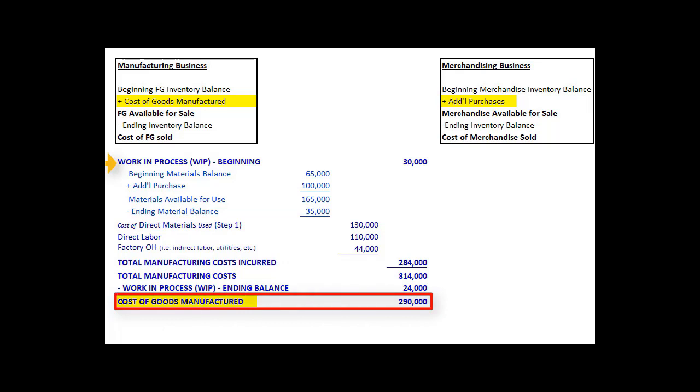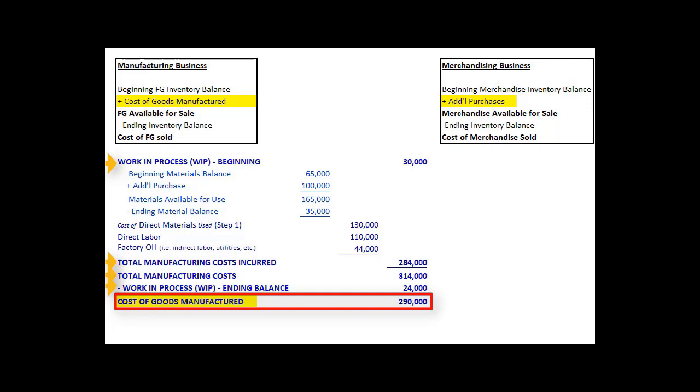And to get the cost of goods manufactured, we start with the work in process beginning balance, WIP. Add to it the total manufacturing costs incurred, then we have the total manufacturing costs. Subtract from it the work in process or WIP ending balance, and we arrive at the cost of goods manufactured.